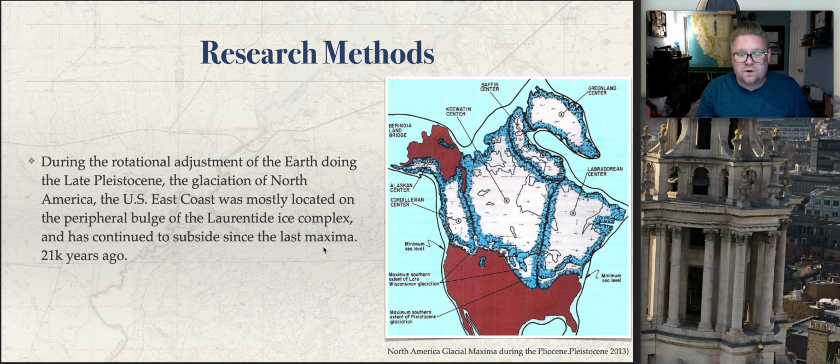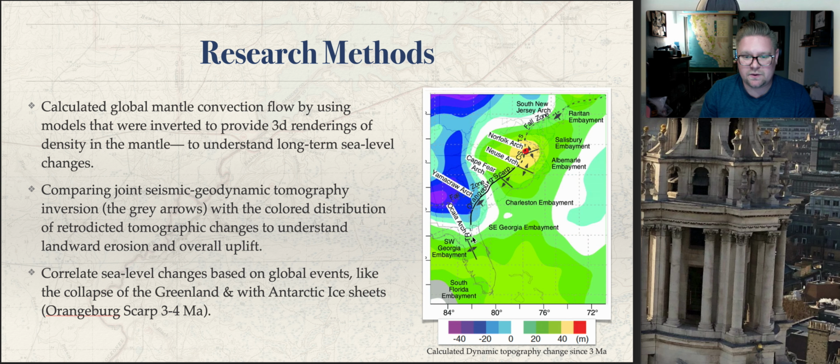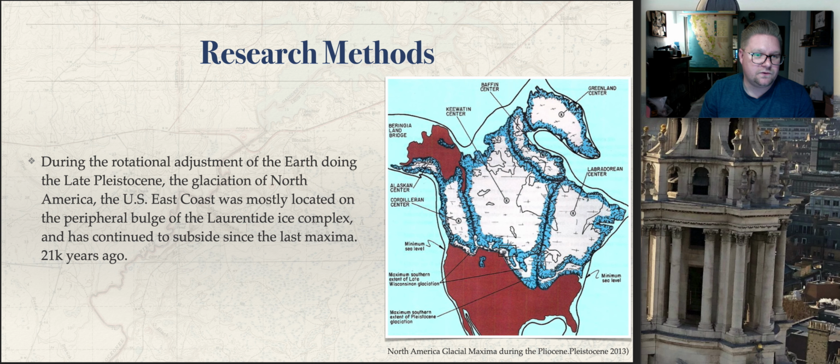The peripheral bulge of the Laurentide ice complex was located mostly on the east coast, and has continued to subside since the last glacial maxima. So that bulge was created by pushing the rubber down on the globe in that sense. So you have a down part, and there's still a little bit of a bulge that creates. It's still subsiding. It's taking a long time to rebound from that advancement. So they used all of this data, again, looking at different stationary pieces, looking at the topography, looking at the tomography, looking also at the convective flow.